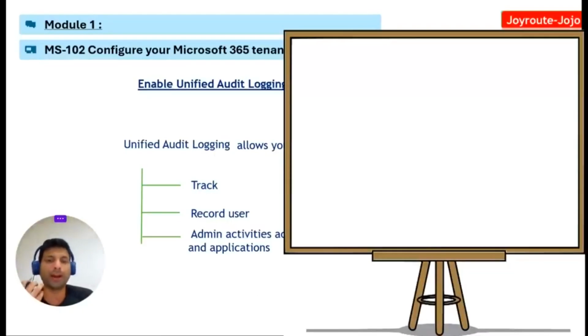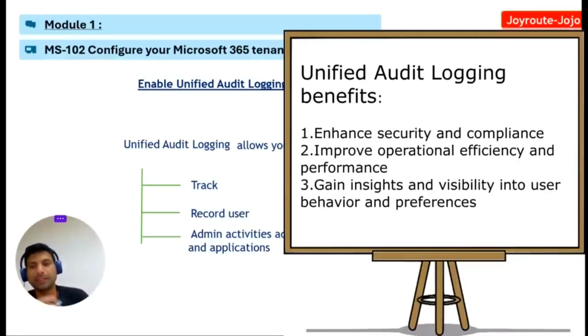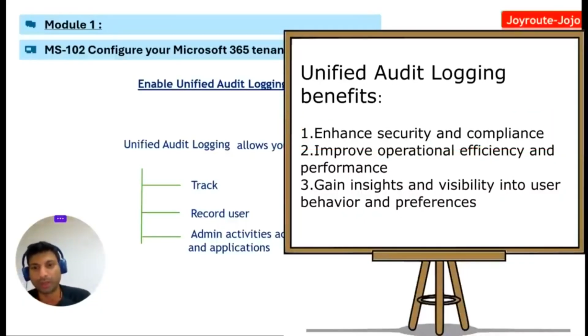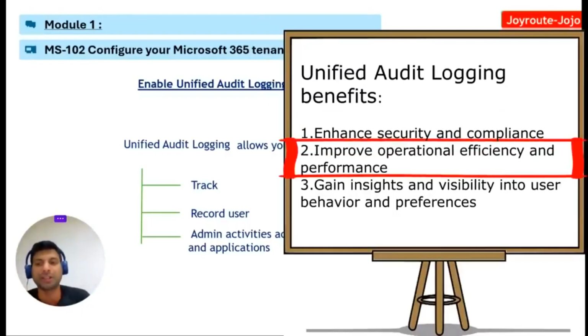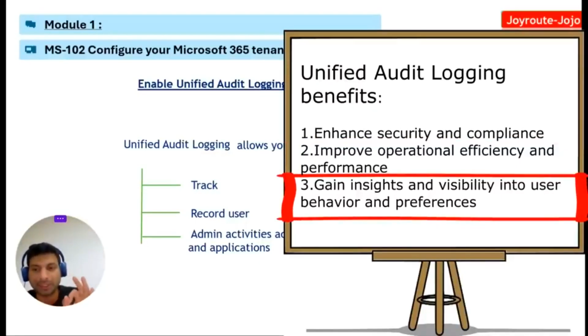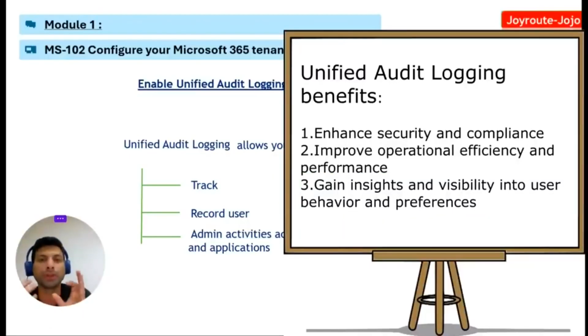If you enable this unified audit logging in Microsoft 365, it helps us achieve some benefits such as enhanced security and compliance by detecting and responding to suspicious or unauthorized activities such as data breaches, malware attacks, or policy violations. The other benefit is improved operational efficiency and performance by identifying and resolving issues such as configuration errors, service outages, or user feedback. The third advantage is gaining insight and visibility into user behavior and preferences by analyzing and reporting on user actions such as file accessing, sharing, collaboration, or communications.